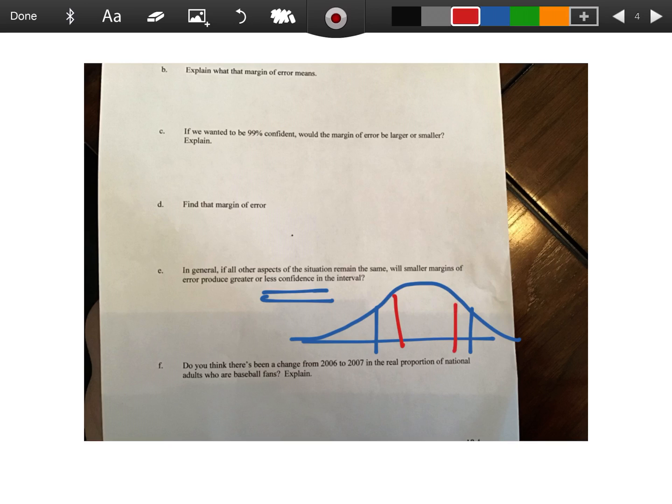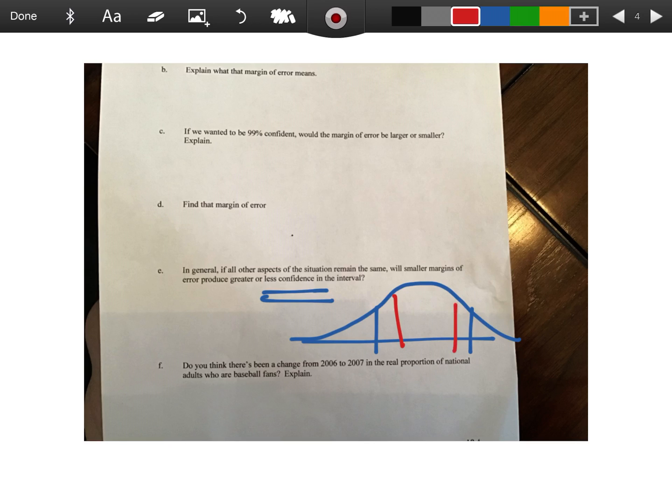And then the question was, do you think that there's been a change from 2006 to 2007 in the real proportion of national adults who are baseball fans? So you're asking, basically, is there a difference between 36 and 37%? Is there enough difference there to make a change? I want you to think for a second on your own. Do you believe there is enough difference there? And I would say the answer is no.